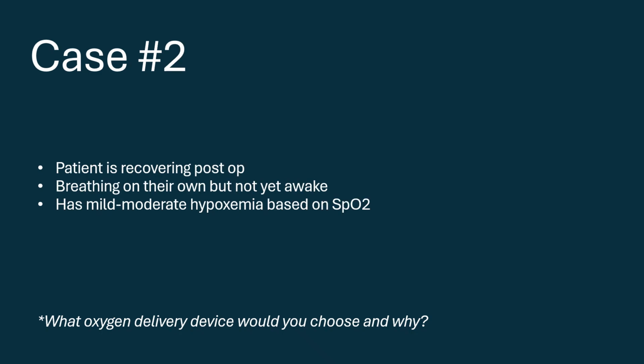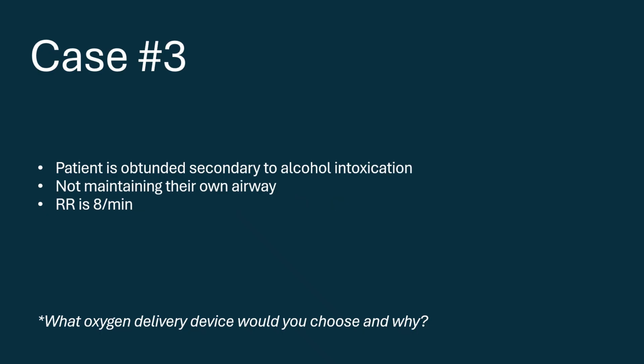Number 2, your patient is recovering post-op. They're breathing on their own, but they're not awake yet. They have mild to moderate hypoxemia based on SpO2 monitoring. So what oxygen delivery device would you choose for this patient and why? Patient number 3, the patient's obtunded, so altered mental status, not with it, unresponsive, secondary to alcohol intoxication. They're not maintaining their own airway and their respiratory rate is 8. What oxygen delivery device would you choose here and why?